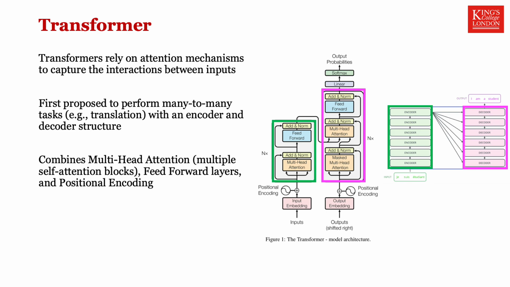So transformers really rely on attention mechanisms to be able to capture the interactions between all the different inputs. And they were proposed for many things, primarily to do sequence-to-sequence modeling, for example, doing many-to-many token mapping. For example, what you see in text translation, where you're translating from English to, I don't know, Chinese, for example. And it was originally achieved with an encoder-decoder architecture.